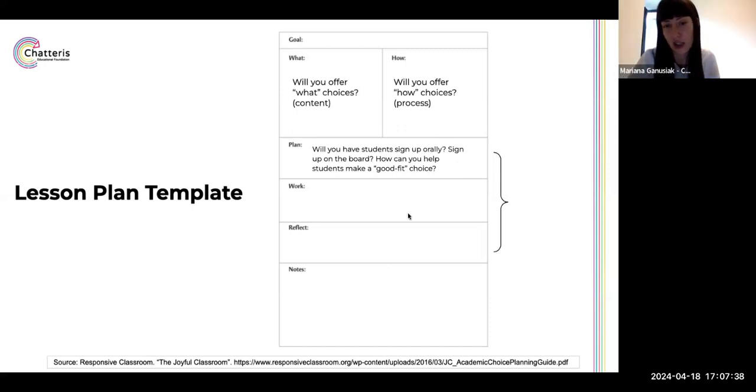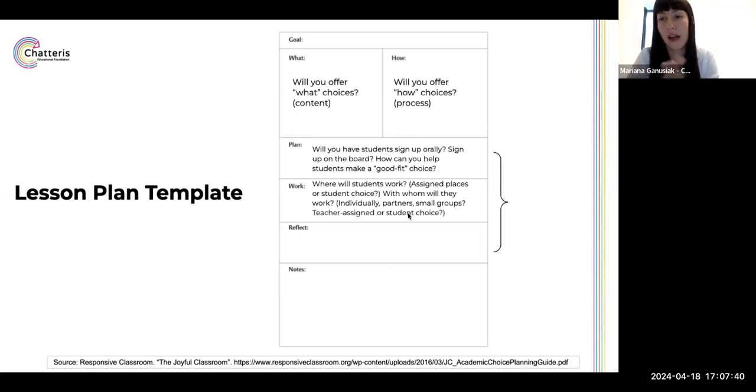The second section is the working section. And here you also need to think about a few factors prior to the lesson. So you will have probably students choosing very different options, right? For instance, some students will be working independently on worksheets or some writing tasks. Some students will be working in groups and debating or discussing or role-playing something. So you will need to think about how you will organize your space, right?